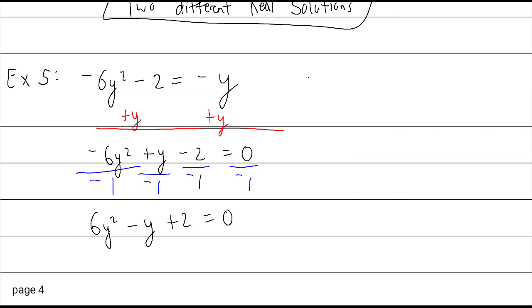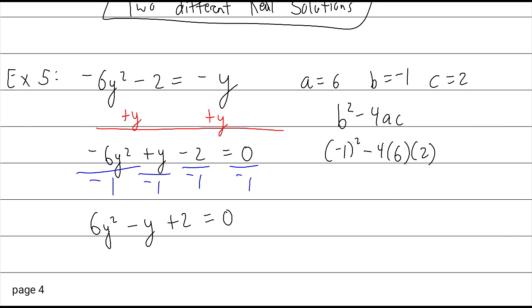In this case, a is 6, b is negative 1, and c is 2. The discriminant, b squared minus 4ac: b squared, negative 1 squared, minus 4a, that's 6, times c, that's 2. That's a positive 1, minus 4 times 6, 24, times 2 is 48. 1 minus 48 is a negative 47. Therefore, I would end up with two non-real solutions.